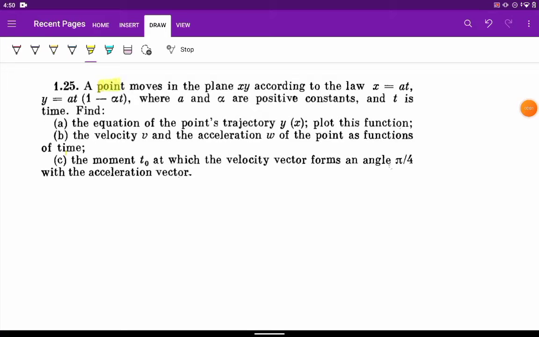So a point moves in the plane xy coordinate system according to this law: x equal to at, y equal to at into 1 minus alpha t, where a and alpha are positive constants. The equation of the point's trajectory is to be found. Of course, plot it. Then find the velocity v and acceleration w as a function of time, the magnitudes basically, and the moment t naught at which the velocity vector forms an angle of pi by 4 with the acceleration vector.